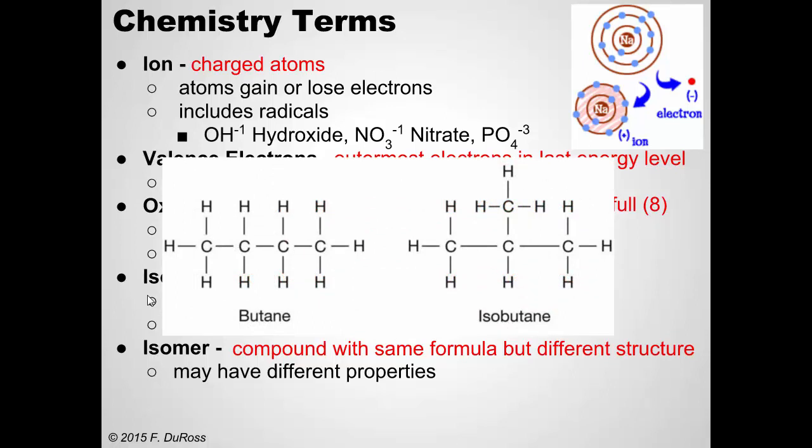So here's an example. This is butane. Okay. So how many carbons? How many hydrogens? 10. C4H10. But this is also C4H10. You counted up all the atoms, still C4H10, but it's in a different structure. Okay? It's an isomer of butane. This is called isobutane, and it has different properties from butane.